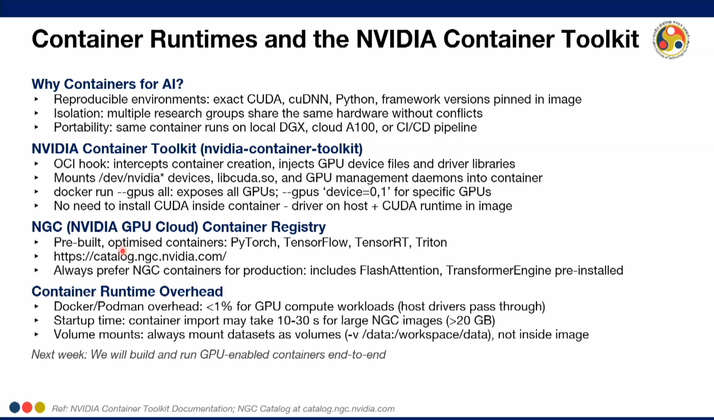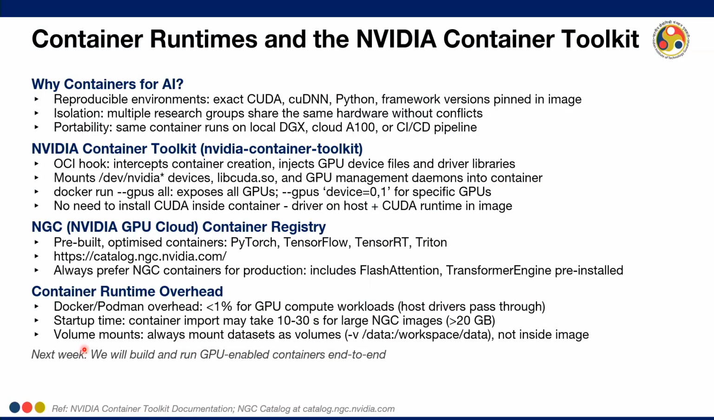And obviously, as I said, when we deploy containerized AI workloads, the toolkit injects the necessary packages or libraries which are required for access to the hardware from the containers, right? So we need to have access to these libraries from the containerized applications. Even though modern containers are super efficient, you will get less than 1% GPU compute workload overhead.